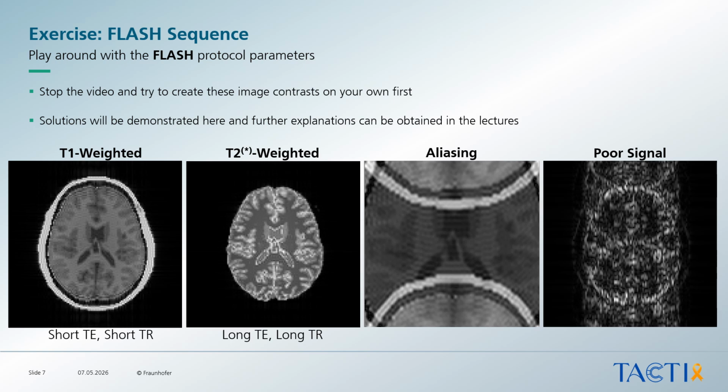If you want to create aliasing artifacts, the field of view needs to be smaller than the object that you are actually measuring. And for the poor signal contrast, you need to select a flip angle which is larger than 25 degrees in this case. Explanations for all of these types of image contrasts and artifacts can be found in the lectures.